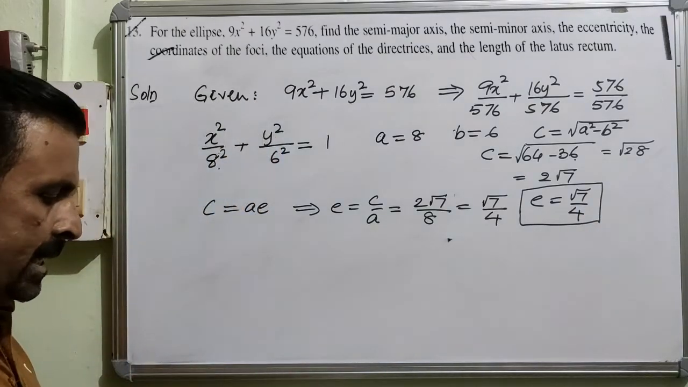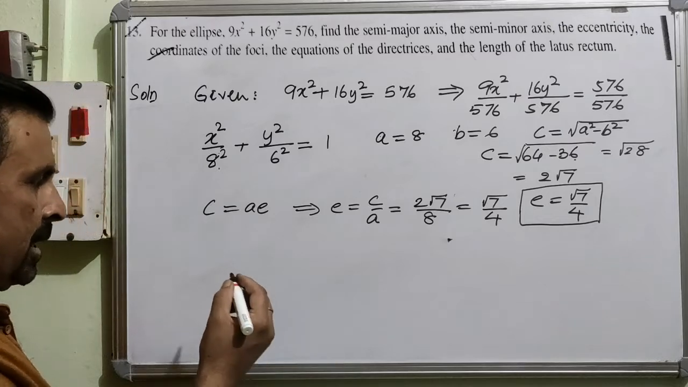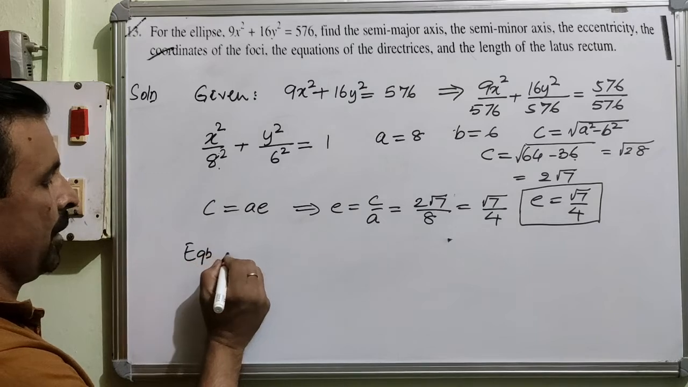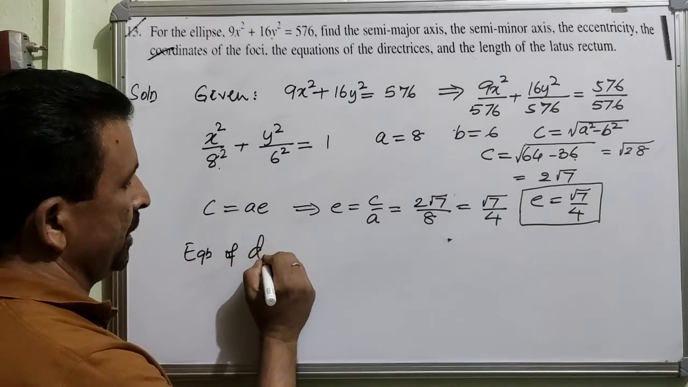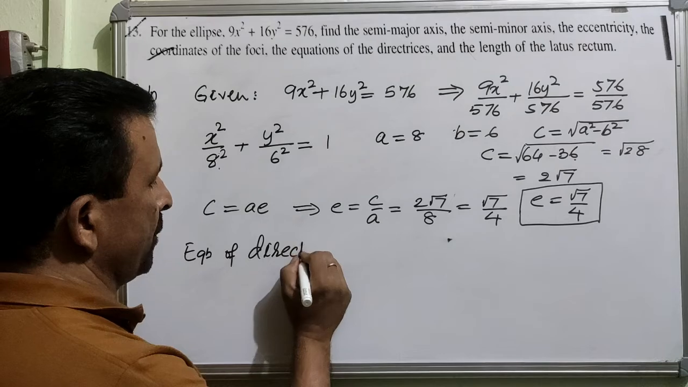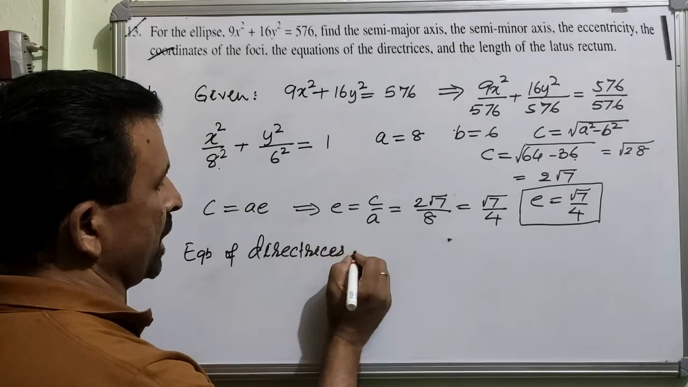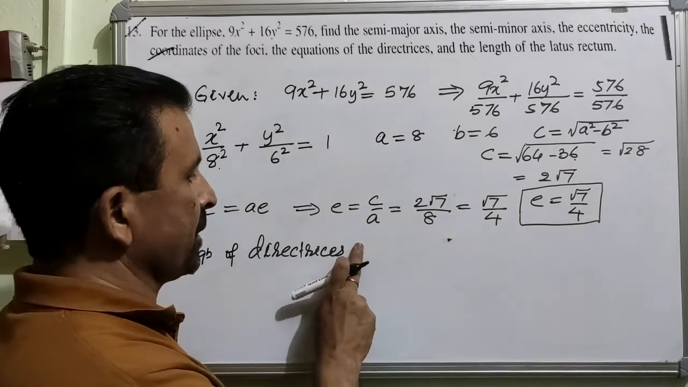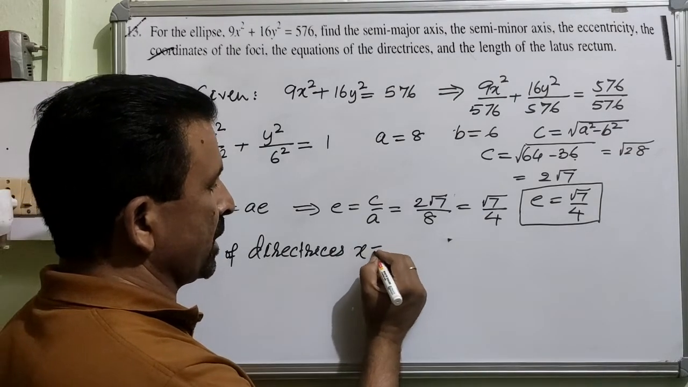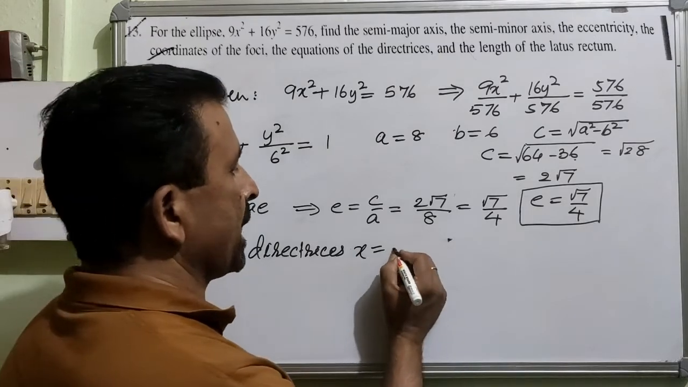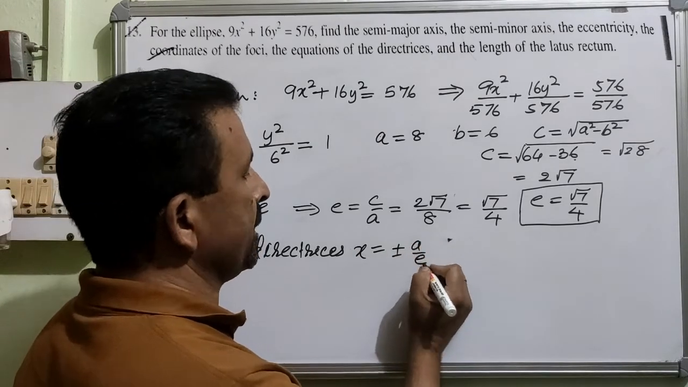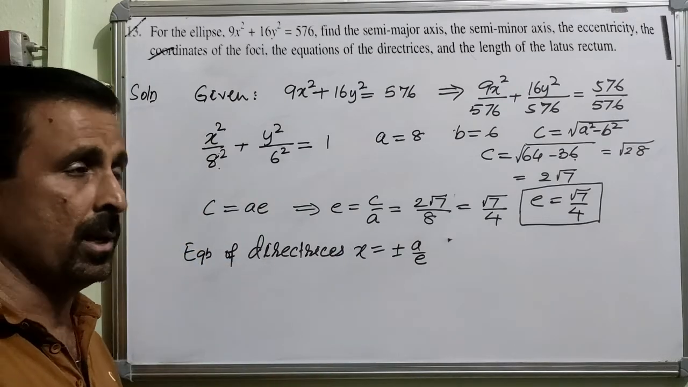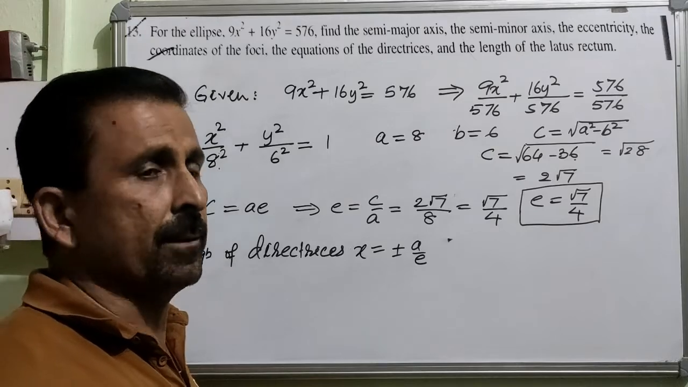Is it okay? Like this, now we have to find the equation of directrices, because there are 2 directrices, no? Therefore, we say directrices, because this is the plural. And then from the table, if you keep the table in front of you, the equation of the directrix is written as x is equal to plus minus A over E. This is the formula for the equation of the directrices. You will get this from the table. That is why I told you, whenever you solve any question, you should keep the table in front of you.